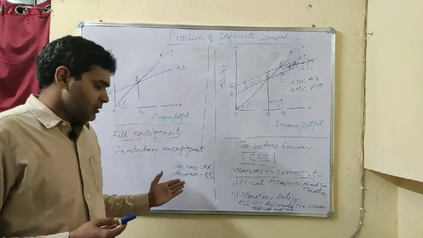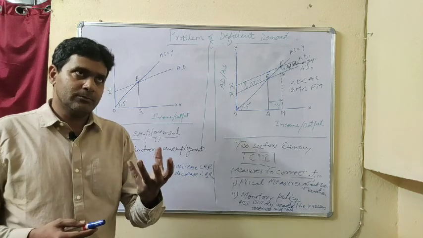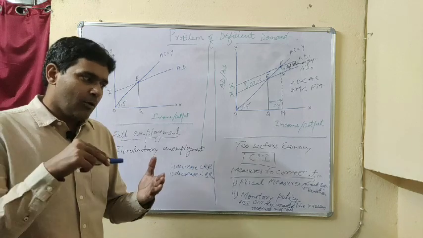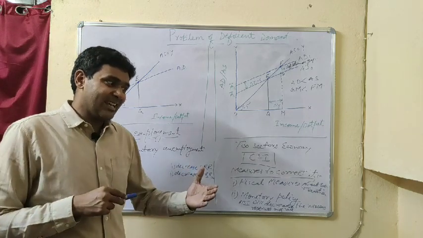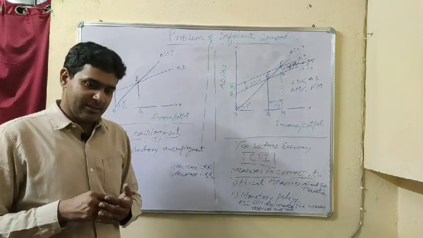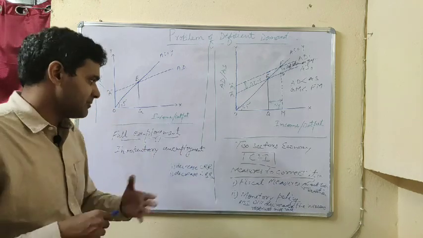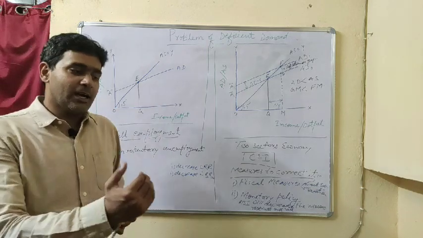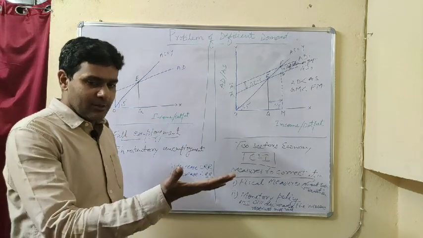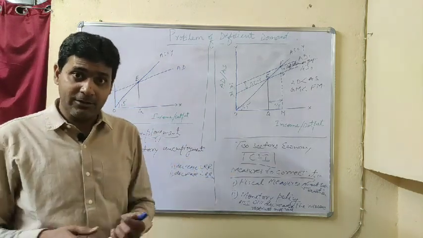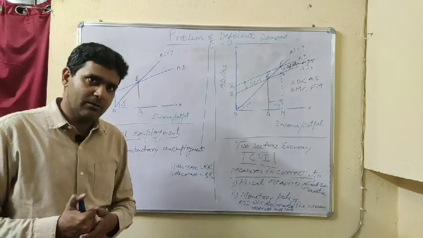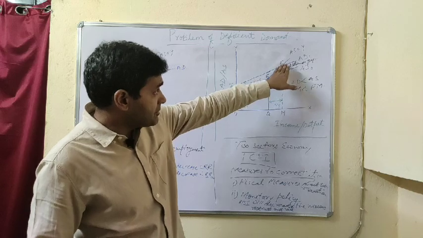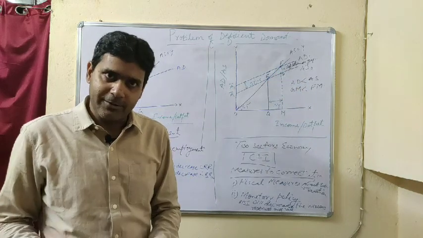It can also perform open market operations. How can it perform them? Open market operations means it can purchase government securities from the public. So by purchasing the securities, RBI will give the general public more liquidity, more purchasing power. So in this way, this problem of deficient demand will be corrected.